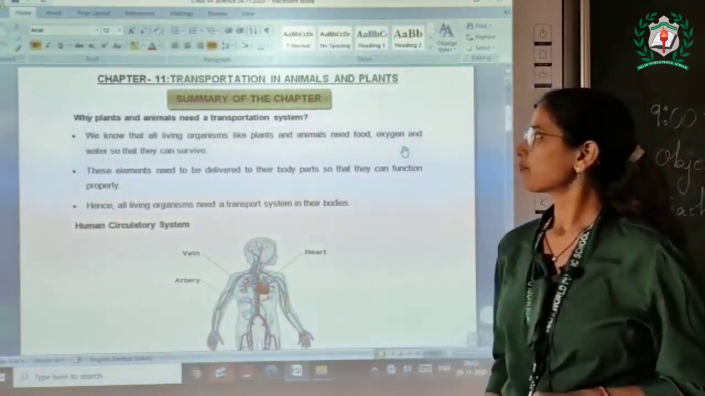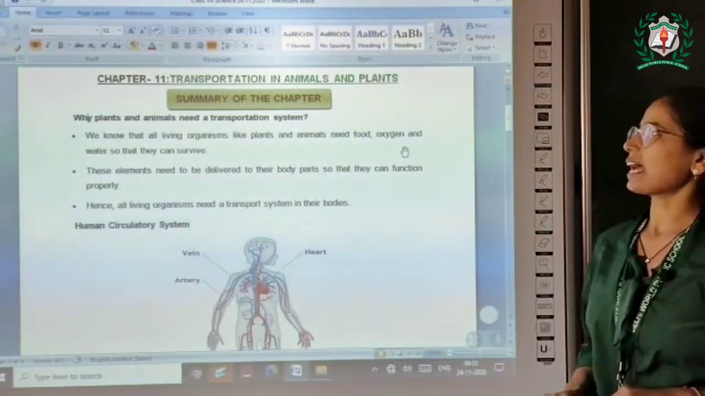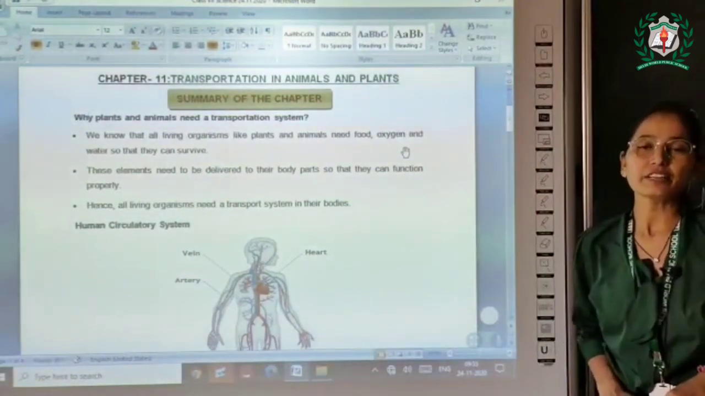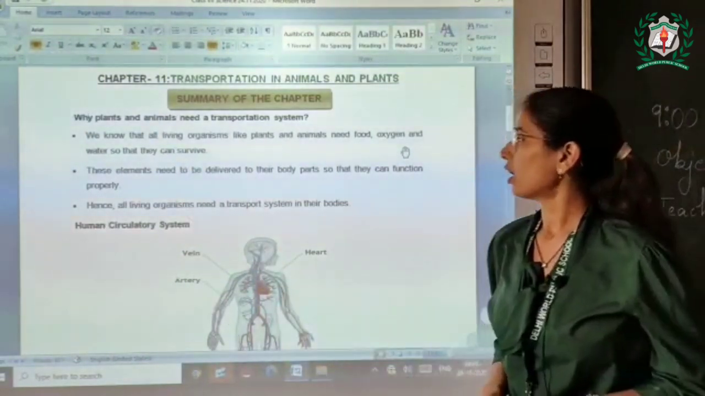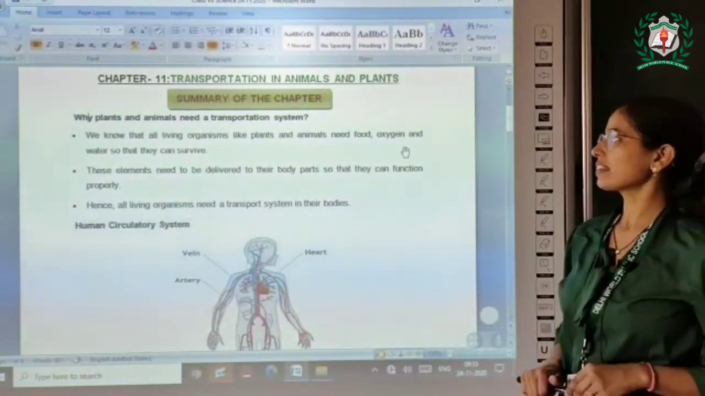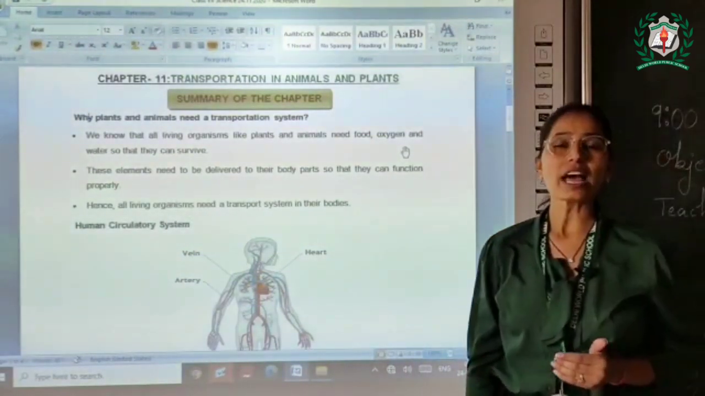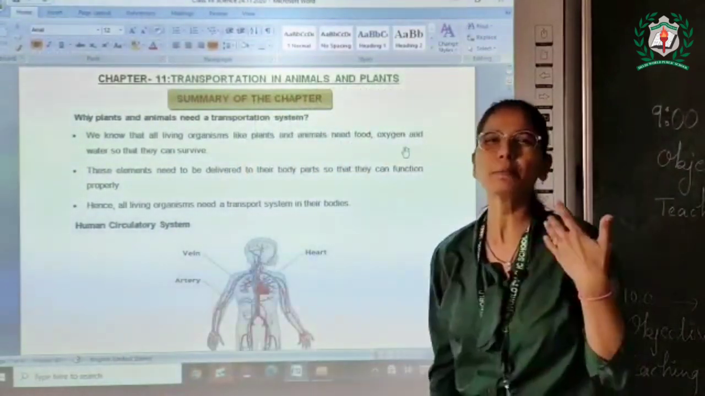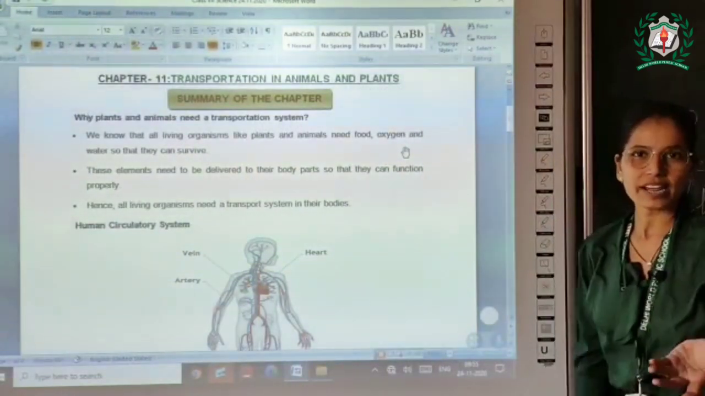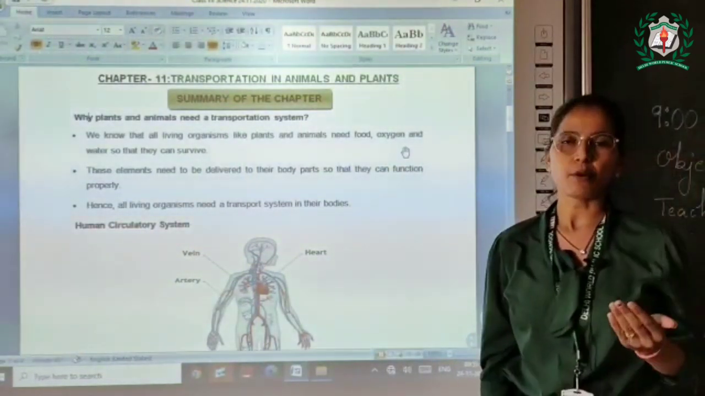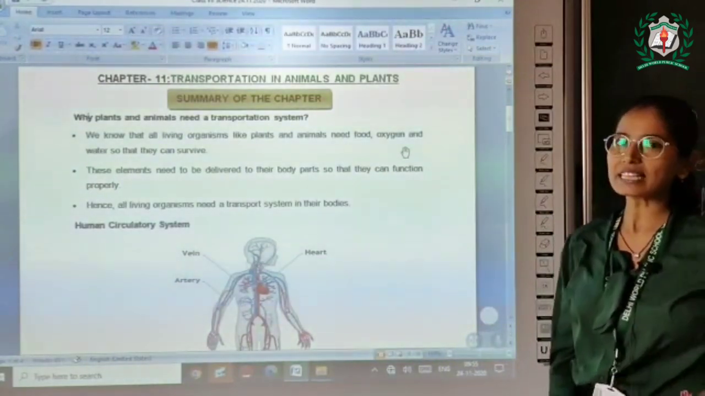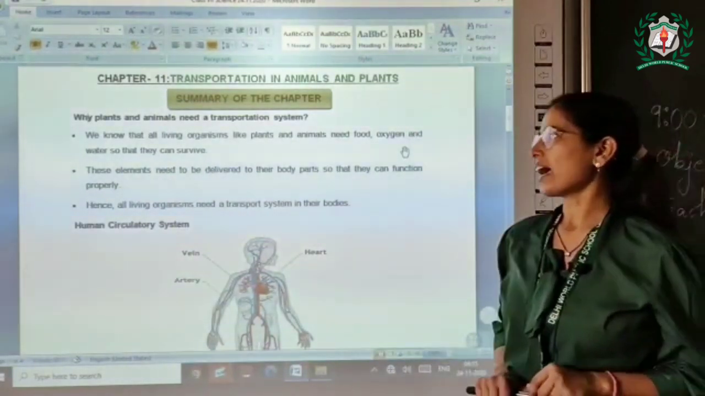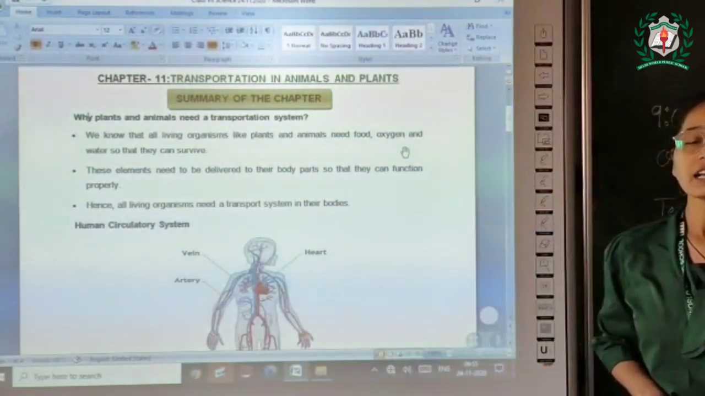Okay, so let's start. We know that all living organisms like plants and animals need food, oxygen and water so that they can survive. So these all elements are needed for survival. These elements need to be delivered to their body parts so that they can function properly. They are important for the proper functioning of our body. So can you imagine our life without blood, without oxygen or without food? No, right? So these all components are very necessary for our body. That's why we need the transportation of these elements in our body, right? Hence, all living organisms need a transport system.